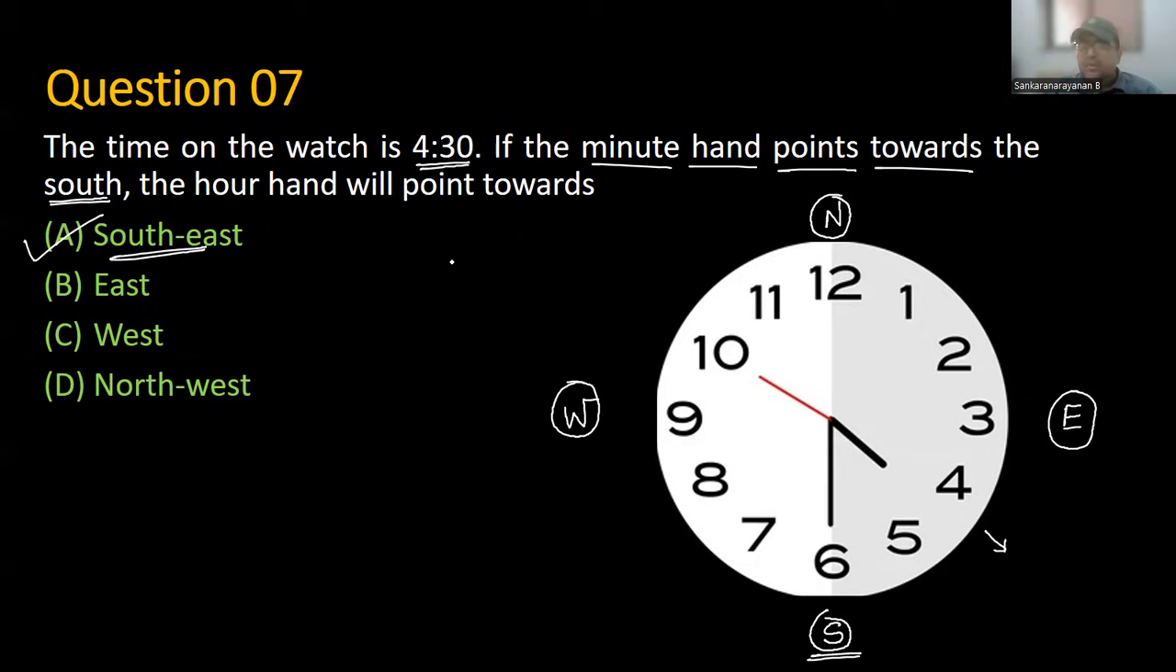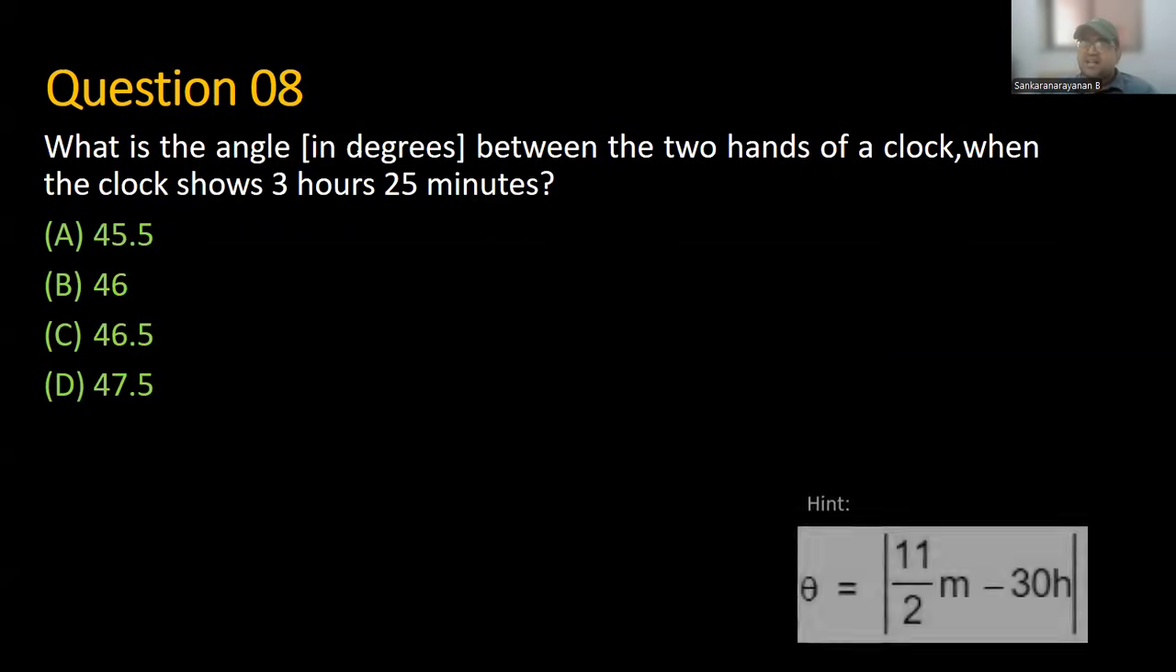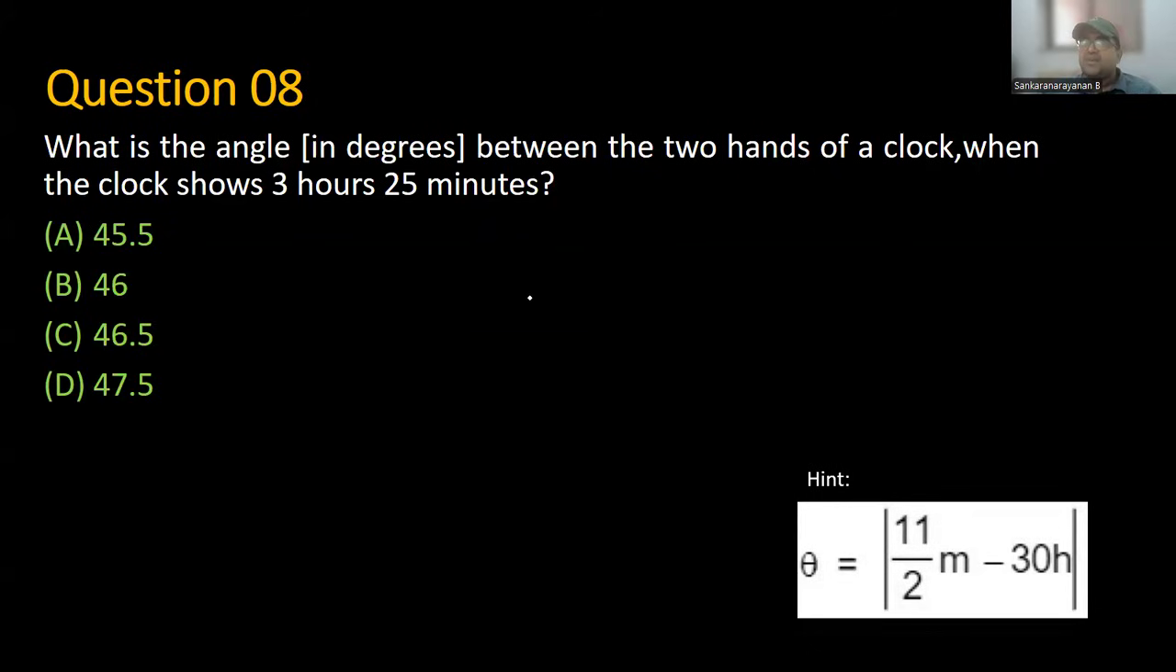Okay. Now, let us consider the next question. What is the angle between the two hands of a clock when the clock shows 3 hours 25 minutes? Again, the formula that we have to use here is theta equal to 11 by 2 m minus 30h. Instead of m, we can put 25 in this case, minus 30h. Instead of h, you can put 3 in this case.